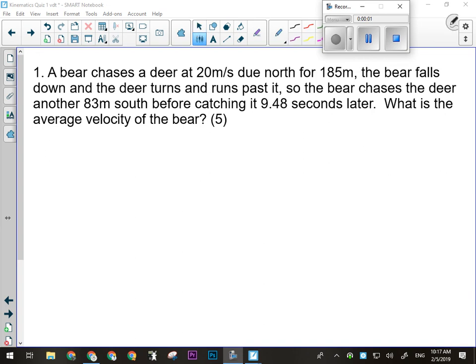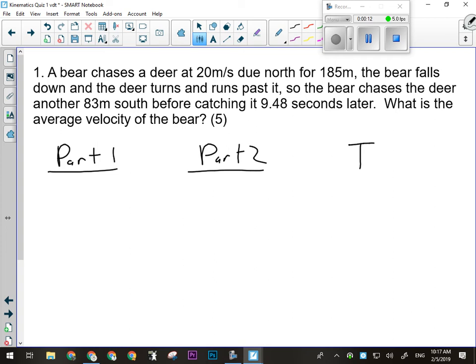So for our first question here, we have a trip consisting of 2 parts. Just like we went over yesterday, we want to break that question up into part 1, part 2, and then our totals. Because anytime a question wants to know the average velocity, we have to remember that average velocity equals the total displacement divided by the total time.